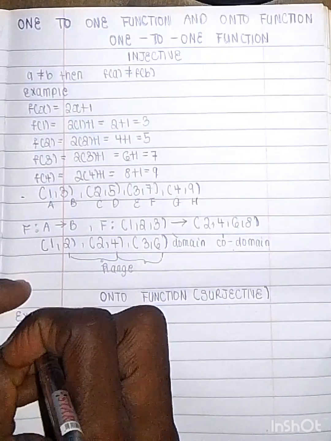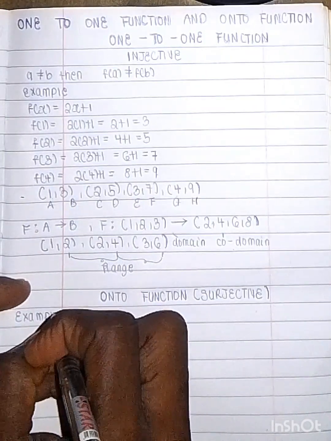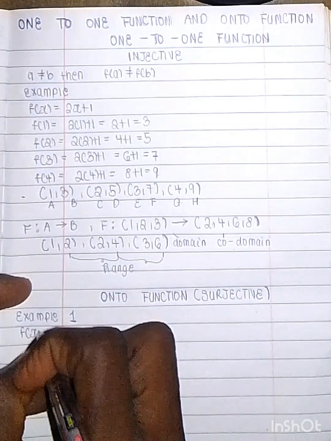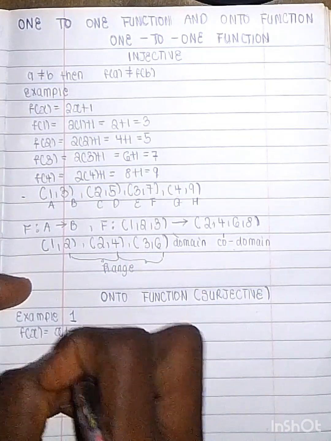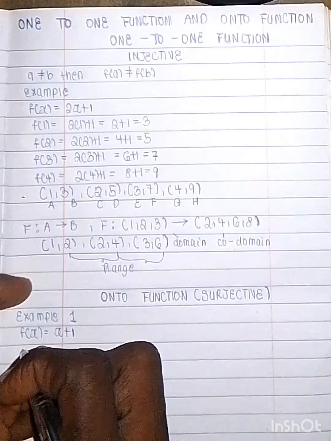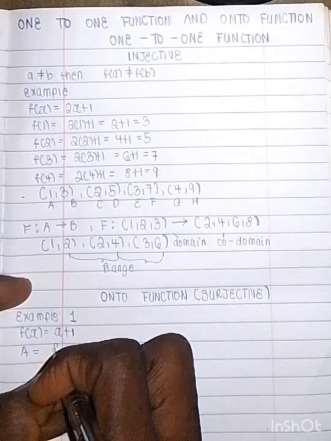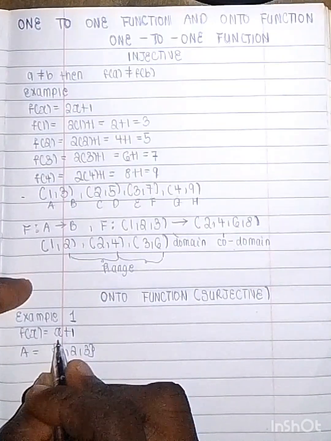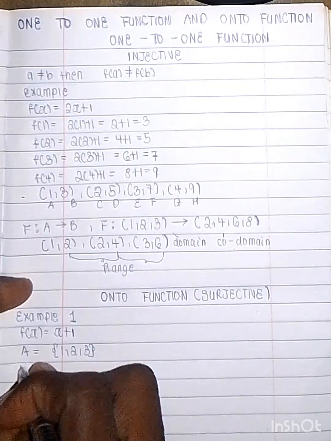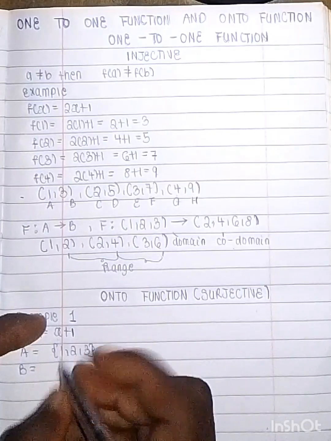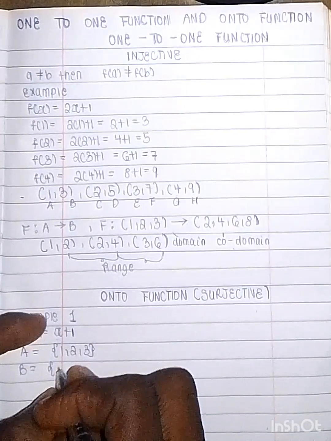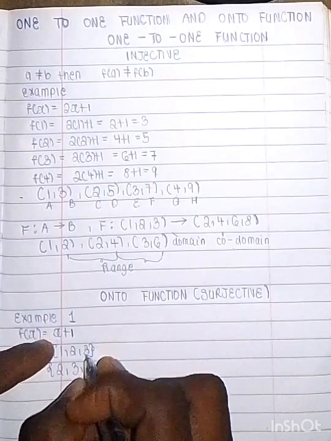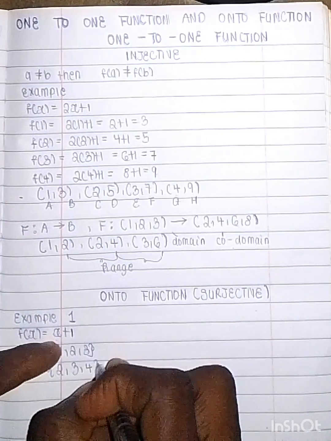Example 1. Here we have that f(x) is equal to x plus 1. Here A, which is the domain, is equal to 1, 2, 3. These are the values we insert here. Inserting 1, we have 2. Inserting 2, we have 2 plus 1, which is 3. Inserting 3, we have 3 plus 1, which is 4.